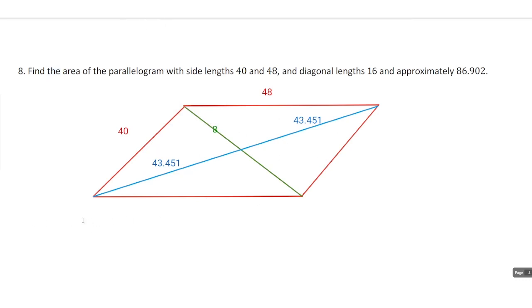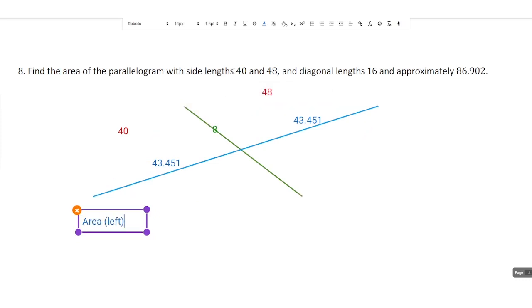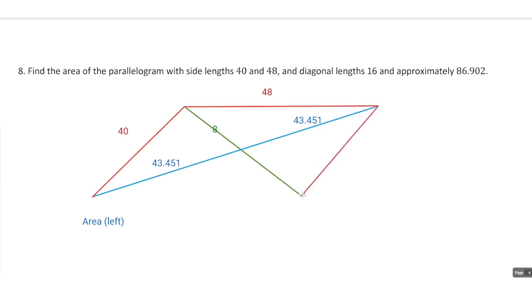So the area of the triangle on the left, okay, why do these pieces keep disappearing? Don't know what's going on. Very annoying. I don't know why that's happening.